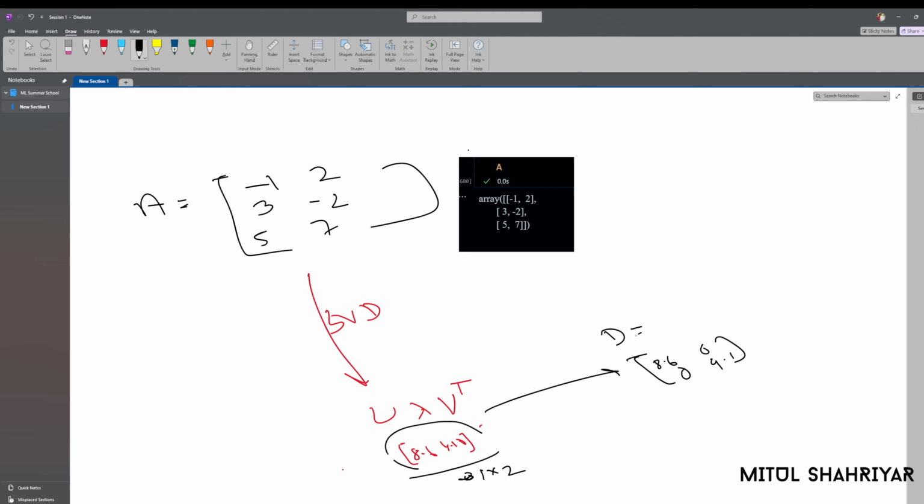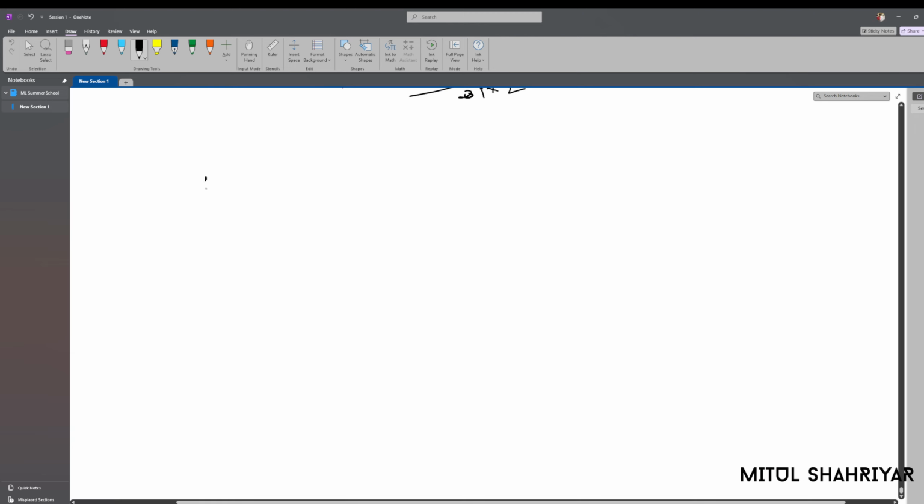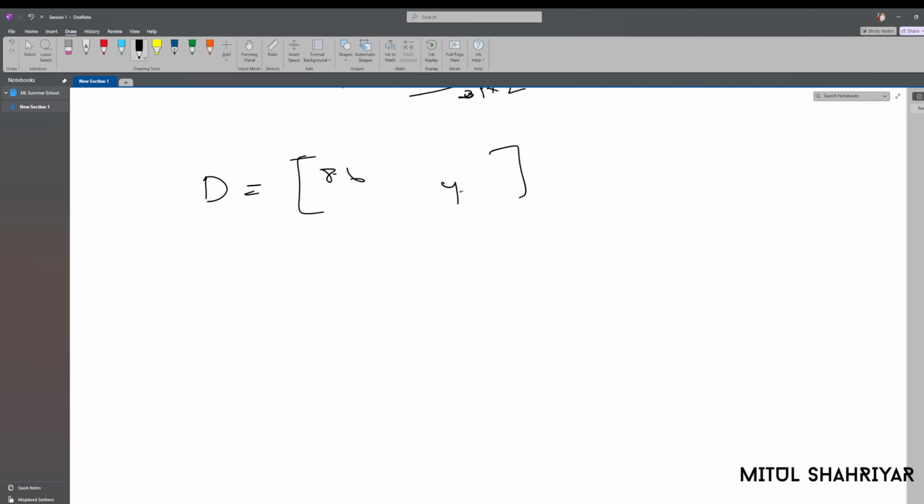here D, you can call it D, from lambda to D. So let me just make it easy for you. So there is something like that, D. So we have something 8.6 and 4.1000. This is our D.